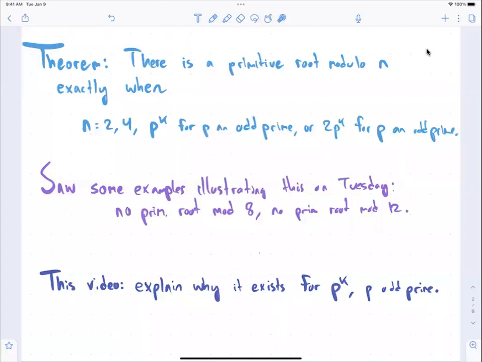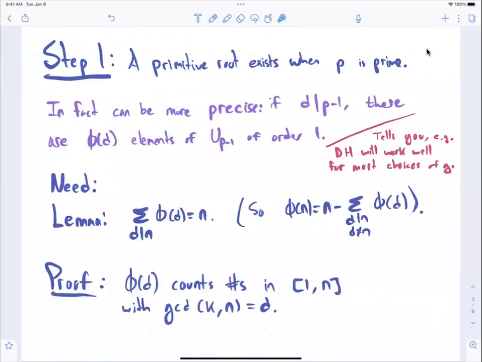Okay, so let me break that apart. We're going to show why primitive roots exist modulo prime powers. And well, step 1 is to show that a primitive root exists when p is prime.